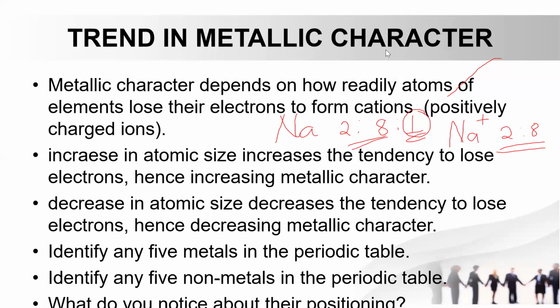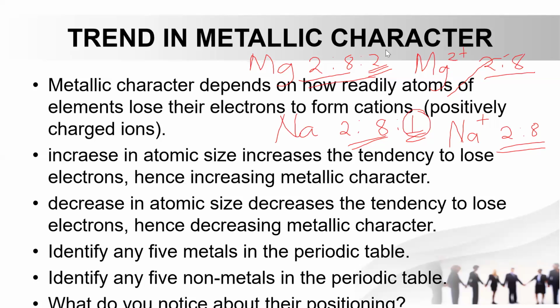If we had magnesium, we know that the configuration for magnesium is 2, 8, 2. So it is easier for magnesium to lose these 2 electrons than to gain 6 to make it stable. That means if it's going to lose those 2 electrons, we'll have the magnesium ion. And you realize that all these are what? Are cations. So it's giving us 2, 8. This configuration is more stable compared to this configuration here. So that is why metallic character is that readiness for those atoms to lose their electrons to form cations or positively charged ions.